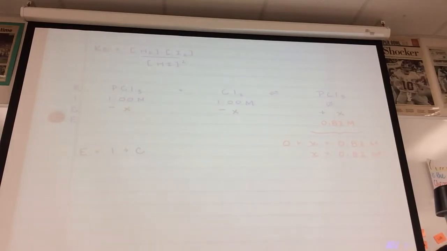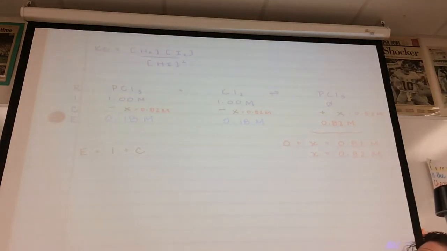So you actually do know that x is 0.82 molar. That's my change. And I don't know if this is a little tricky the way I wrote it. X is equal to that, so you are subtracting. So what's 1 minus, or 1.00 molar minus 0.82 molar? And these are the equilibrium concentrations of the reactants now.